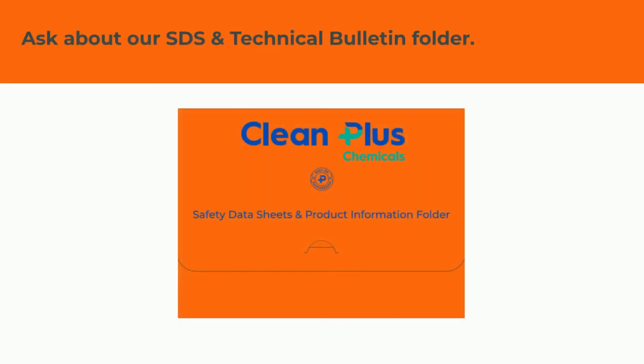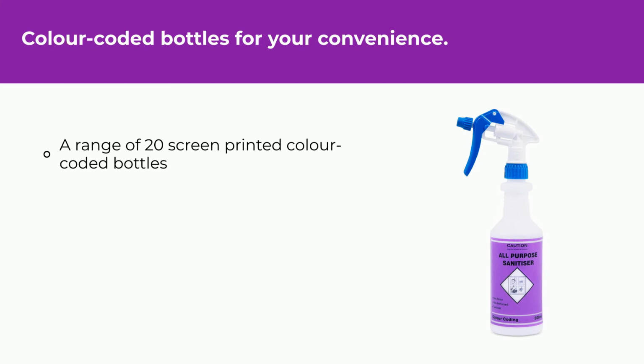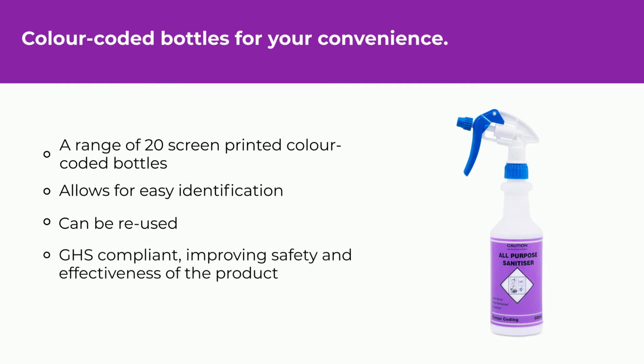Ask about our SDS and technical bulletin folder. An easily identifiable, fluorescent orange folder that can be placed throughout your facility. We also have a range of 20 screen-printed color-coded bottles. They allow for easy identification of the product, with the relevant instructions on the bottle. It is made to be reused as many times as possible, and is GHS compliant, improving the safety and effectiveness of the product.